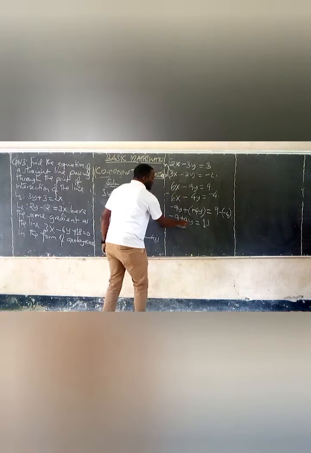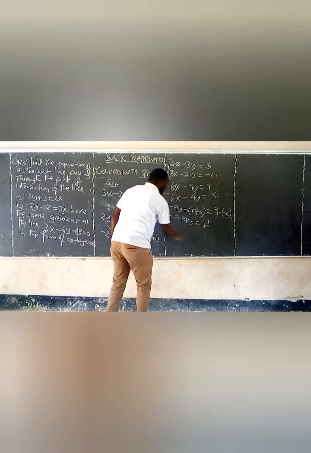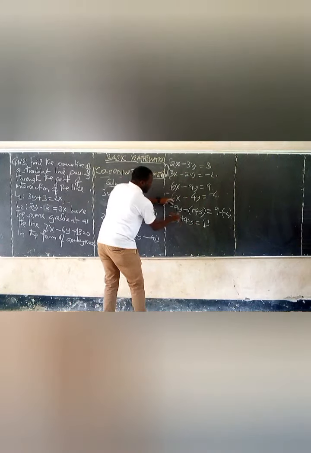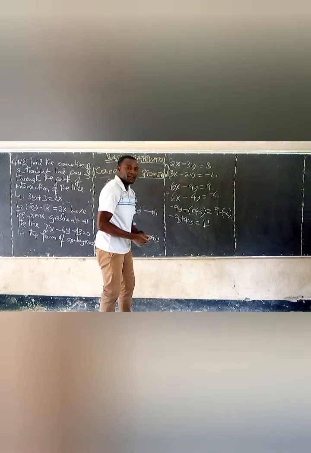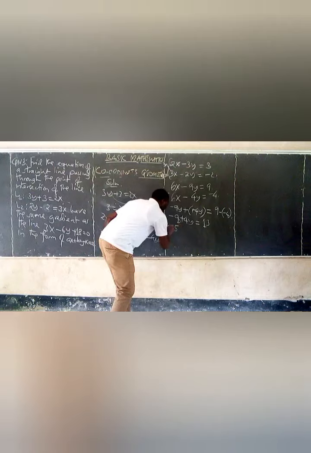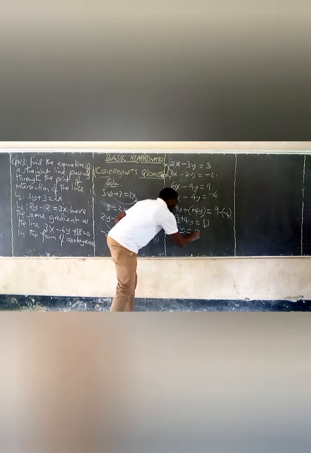Because this is the variable, but this is the number. So here there is y. There is y. Here there is y. So negative 9y plus 4y, we remain with negative 5y. So negative 5y is equal to 13.